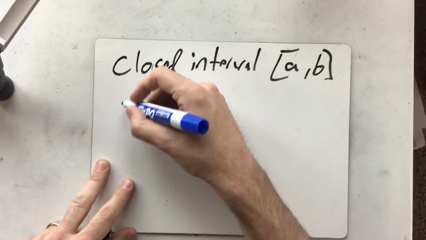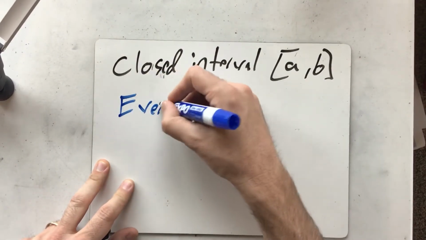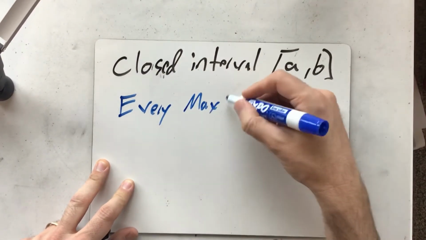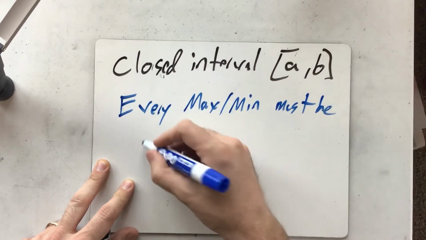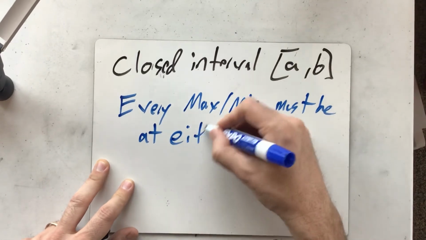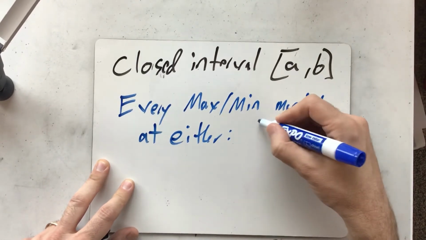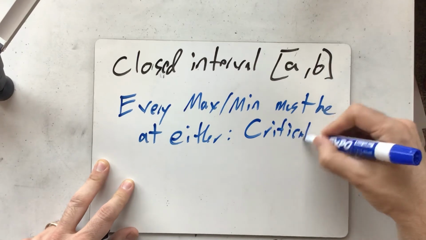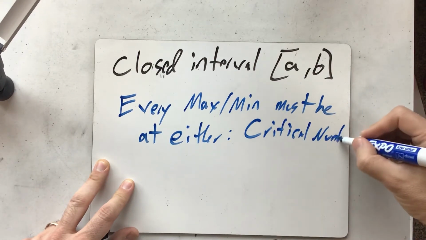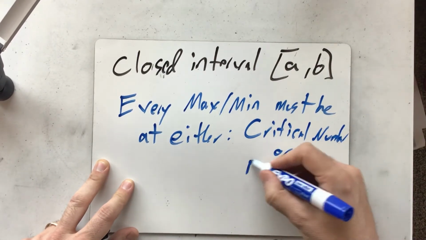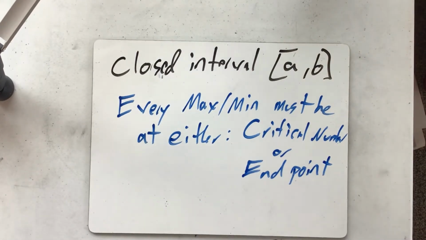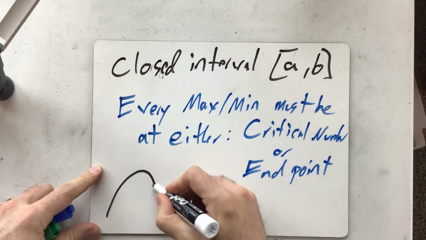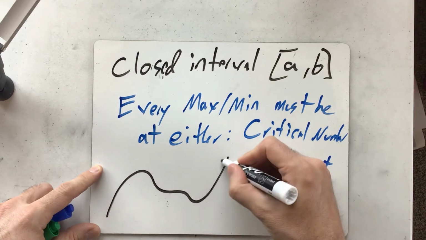So when we have a closed interval, we make a real quick observation. And the observation is this: every max or min must be at either a critical number or an endpoint. And hopefully that makes a little bit of sense. I'll draw one more picture just to illustrate this, right? If we've got our graph, and our graph looks something like that.